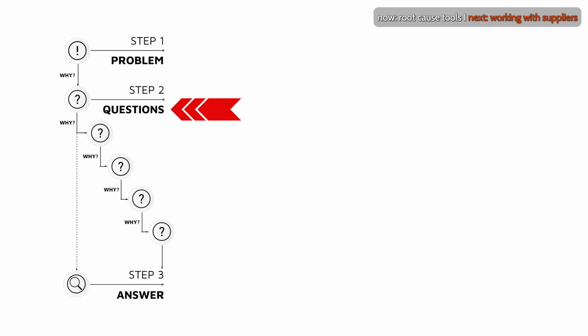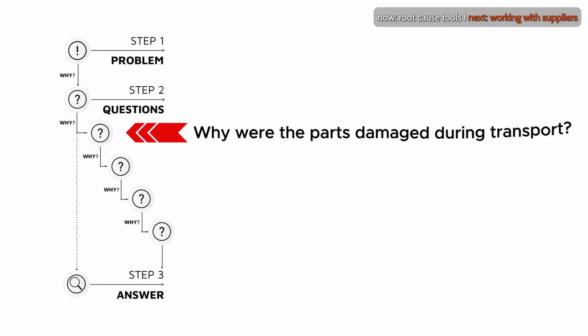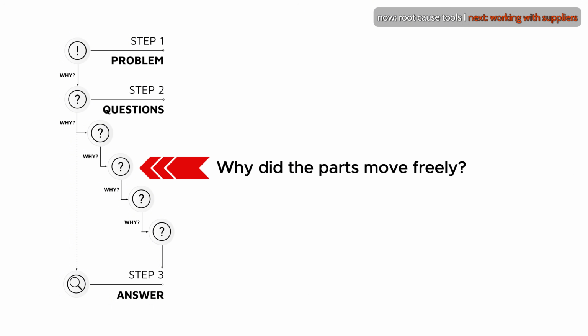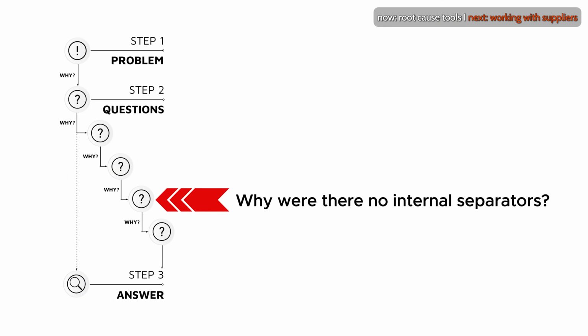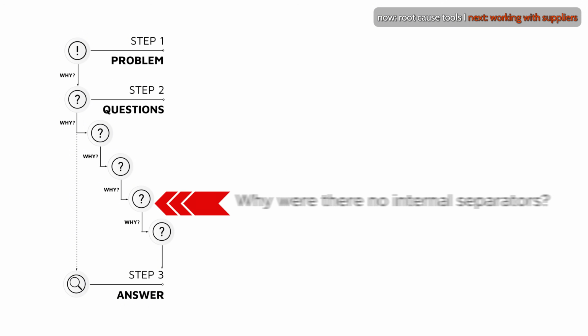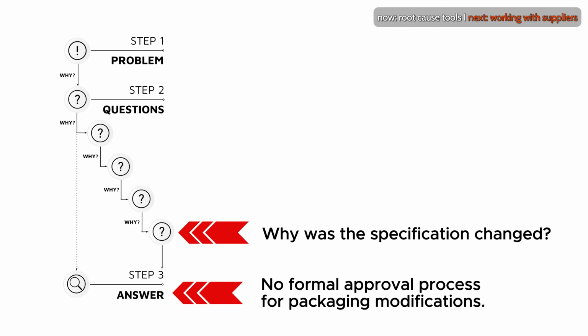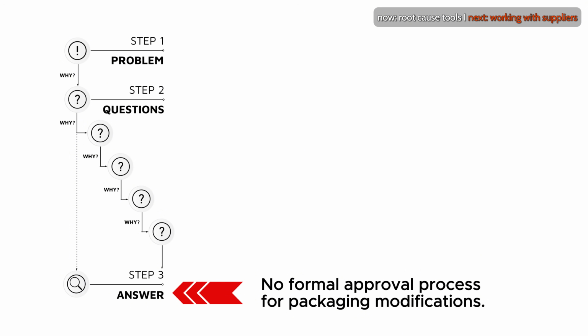Step 2. Ask why repeatedly. Why are there scratches? Parts are damaged during transport. Why? Parts move freely inside the packaging. Why? No internal separators. Why? Packaging specification was changed. Why? No formal approval process for packaging modifications. Each answer must be supported by evidence.